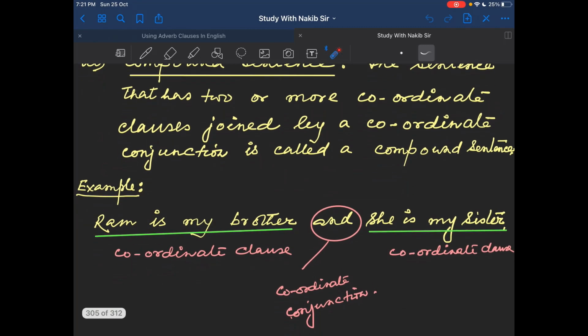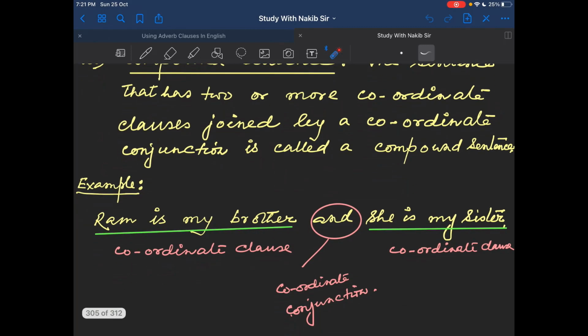See the example. Ram is my brother and she is my sister. This is the example of a compound sentence consisting of two coordinate clauses. Number one, Ram is my brother, one coordinate clause, and she is my sister, another coordinate clause. And these two coordinate clauses are joined here by the coordinate conjunction and. So this is a coordinate clause and this is a coordinate clause and this one is a coordinate conjunction.